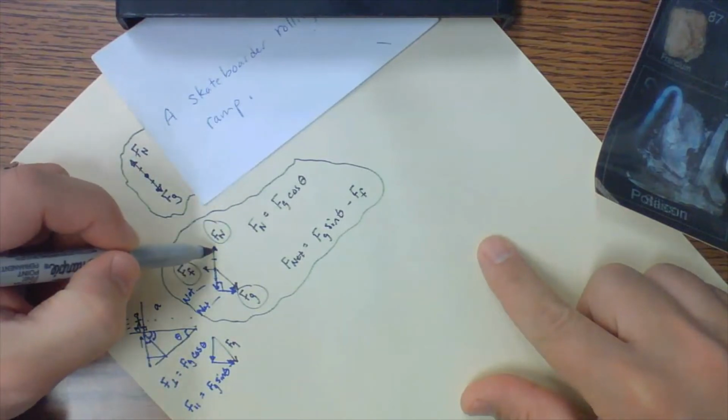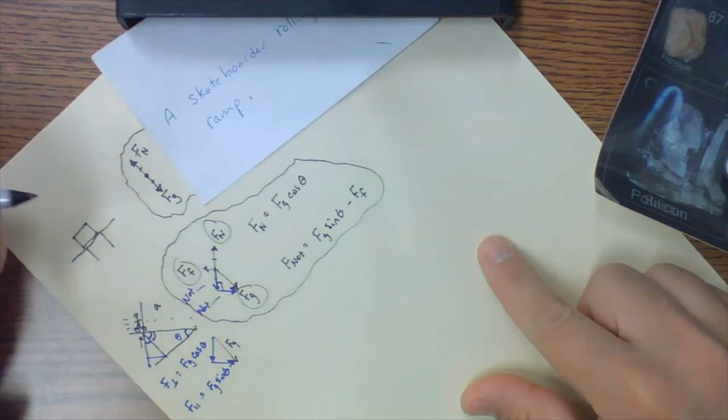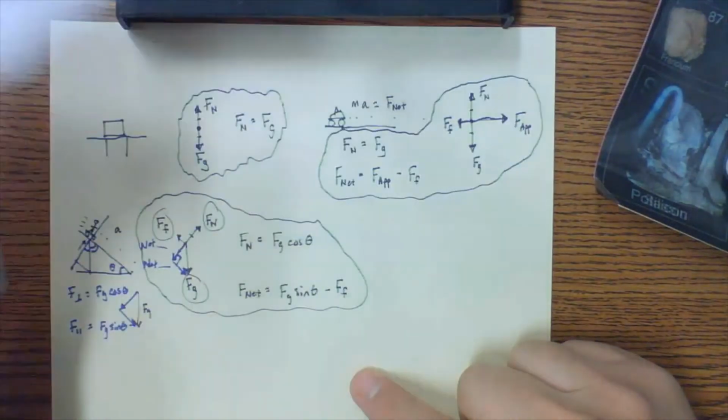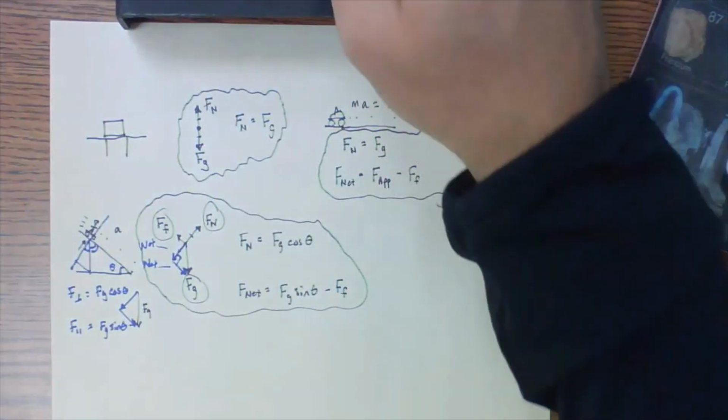Now part of that is because the force normal and the force of friction are always going to act at right angles to each other, okay? So that was a good situation. Let's do another situation here.